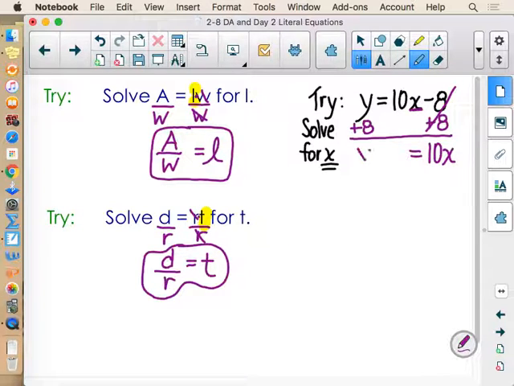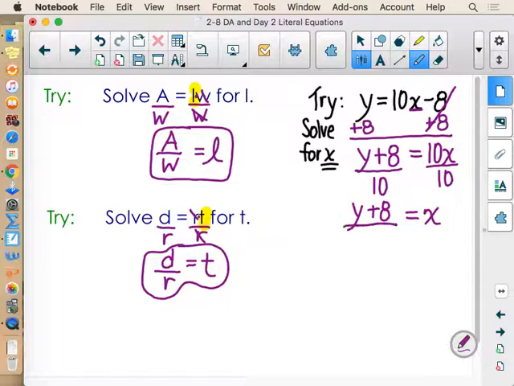On this side, the y and the 8 will not cancel. They aren't like terms, and they don't cancel each other out, so I'll still have to keep the y plus 8. Dividing both sides then by 10 in order to get the x alone, I come up with a fraction on the left-hand side, and that's okay. It's a fraction I can't make simpler.